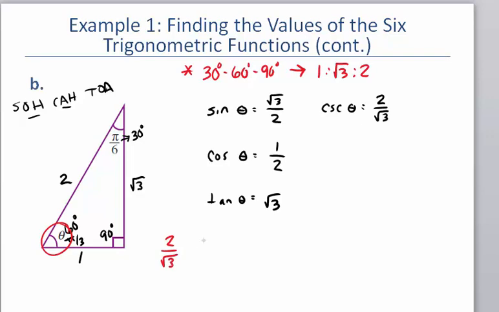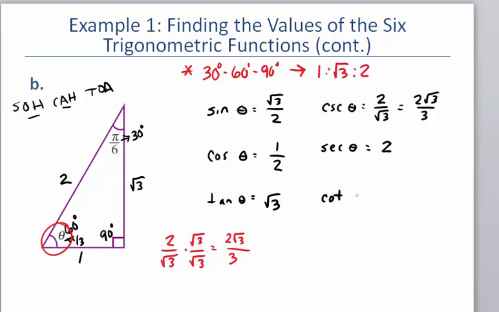All right, and so remember that to rationalize it, you need to multiply top and bottom by square root of 3. And so 2 times the square root of 3, and the square root of 3 times the square root of 3 will just be 3. All right, so we could write this as 2 square root of 3 over 3. All right, for our secant, that one's a little bit easier. For our secant, the reciprocal of 1/2 will be 2.